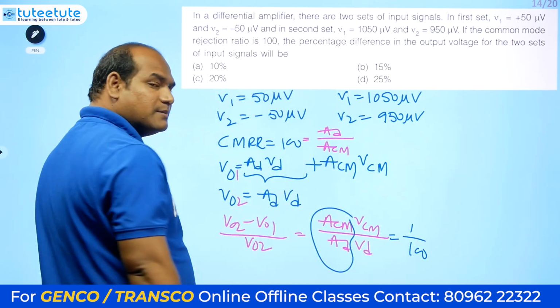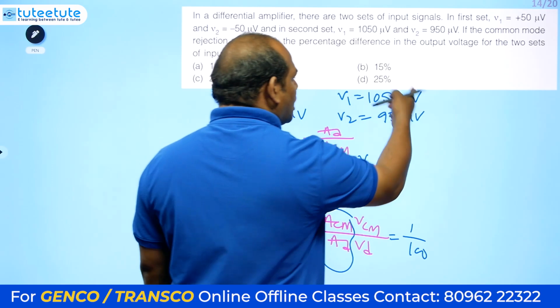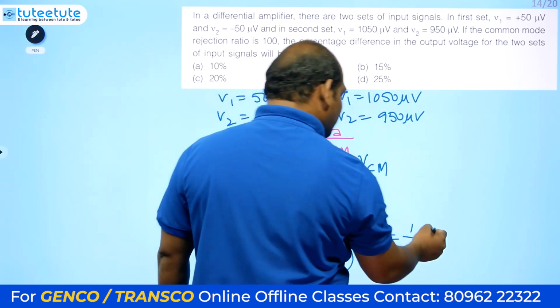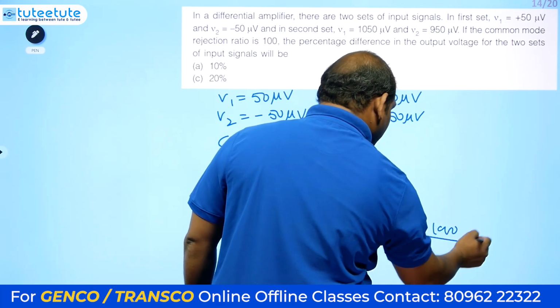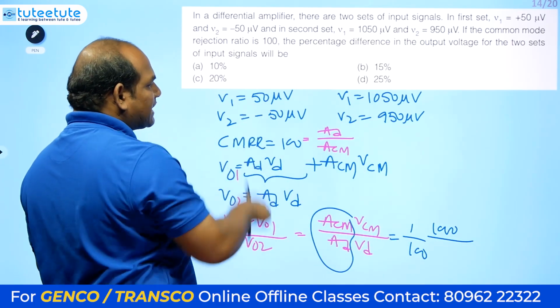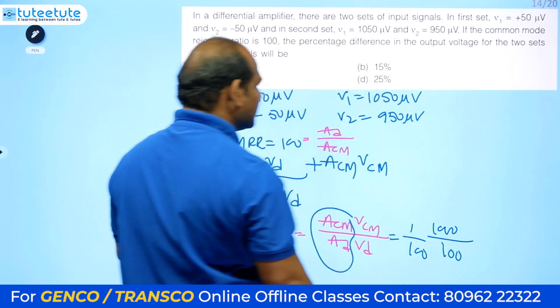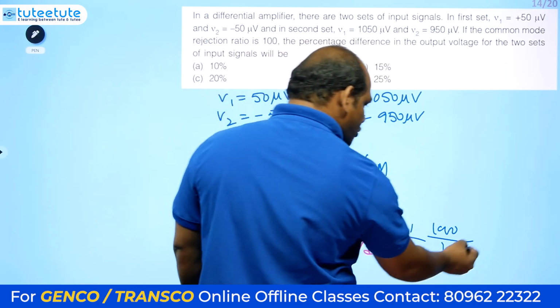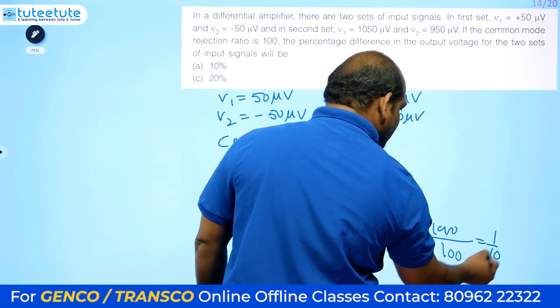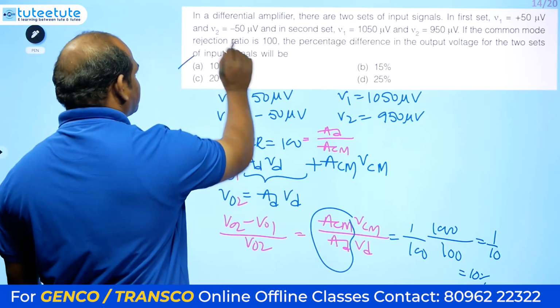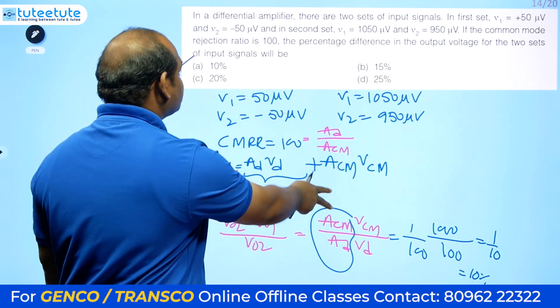What is common mode input here? Common mode input means you add these two and divide with 2. So what will we get? 2000 by 2 means it is 1000, and differential mode gain means by subtracting these two, what will we get? 100. Like this we will get. Okay, so how much will you get here? 1 by 10, that means 10% you will get. This is what they have asked. So option A is the correct option.